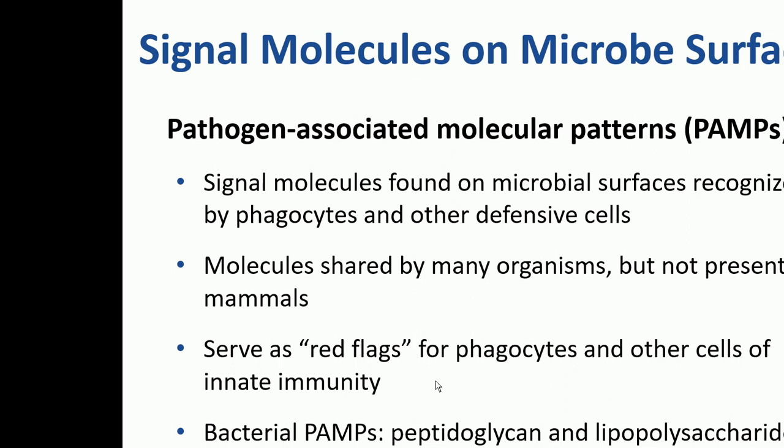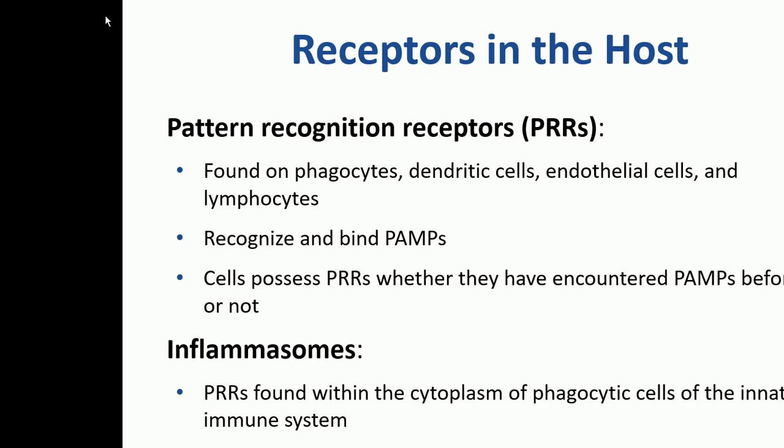So this is all what I just said. What are PAMs? They are pathogen associated molecular patterns, and they are basically signal molecules found on microbial surfaces, which are recognized by phagocytes and other defensive cells, and they act like red flags for the phagocytes. In bacteria, the PAMs include peptidoglycan and lipopolysaccharide, and viral PAMs include double-stranded RNA. And on the host, there are PRRs, pattern recognition receptors. They are found on phagocytes, dendritic cells, endothelial cells, and lymphocytes, and they recognize and bind the PAMs.